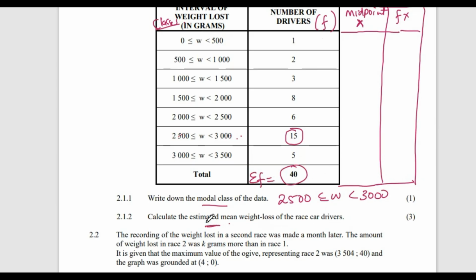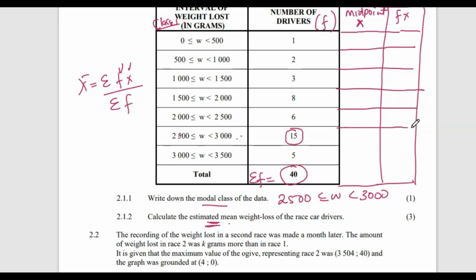We know that the estimated mean, which is the mean of this grouped data, will always be given as the summation of Fx over the summation of F. So in other words, we need to get the product of the frequency and the midpoint first, which is a bit different from the one variable kind of data. So how do we get the midpoints? Midpoints are obtained by just adding the upper class and the lower class. So it's 0 plus 500, and then we divide by 2. So this is going to give us a 250.